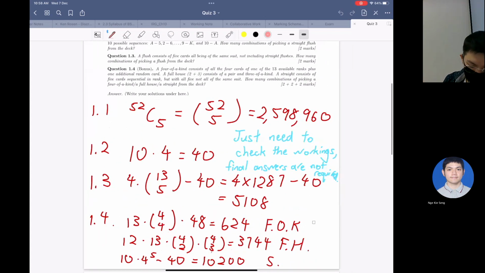Okay, so 1.4 here. 1.4 is a bonus mark. Let me check something. If you do the bonus mark, but your marks are not full yet, then this bonus mark will help to add to your mark until the maximum.